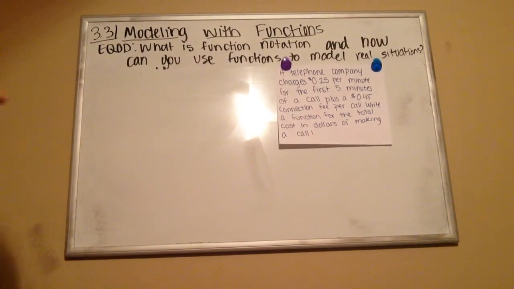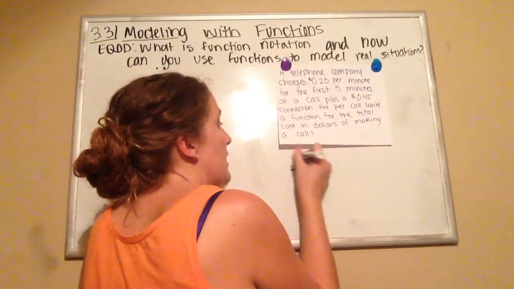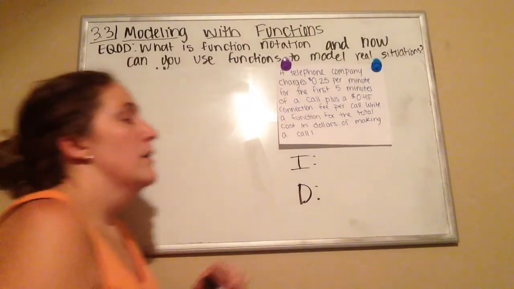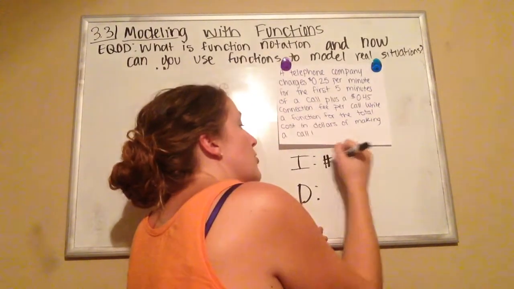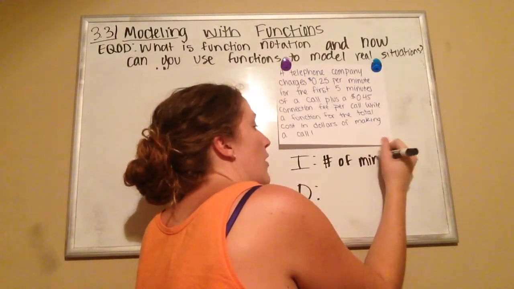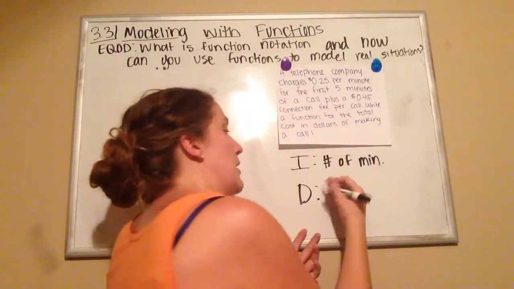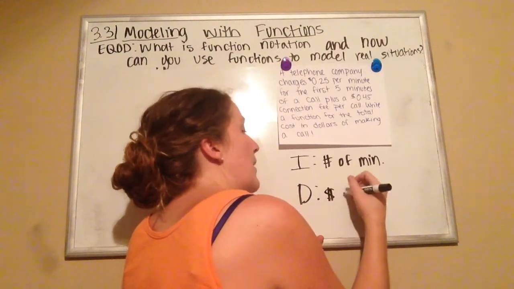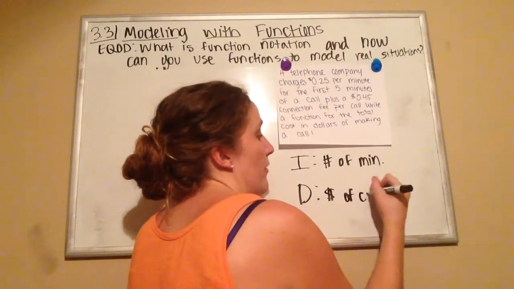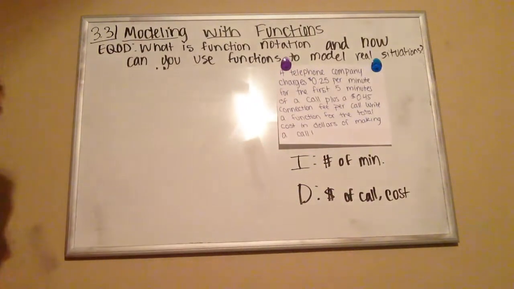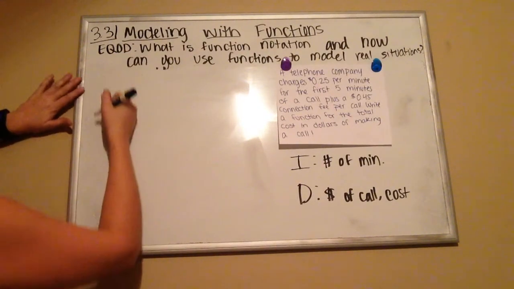So let's think about independent and dependent first. Let's think about what's going into the call and what's coming out. Alright, well, we're inputting a certain number of minutes. Sometimes you have a phone call for 1 minute, 2 minutes, 3 minutes, 20 minutes, an hour. So number of minutes is what you're putting in. What's coming out, the dependent, is the value of the call or the cost, which is typically our dependent, as we've seen before. So let's write out an equation here, and then we'll figure out a reasonable domain and range.